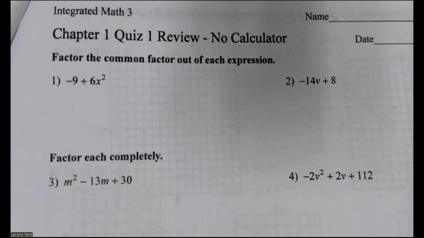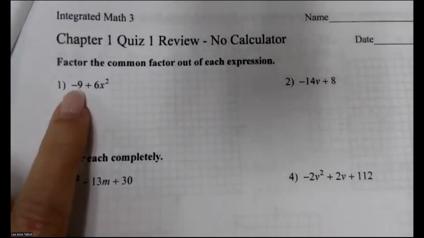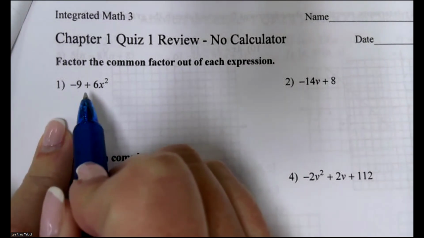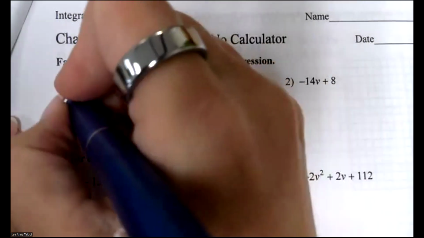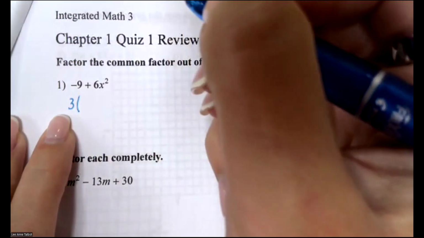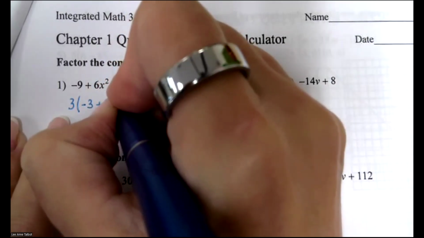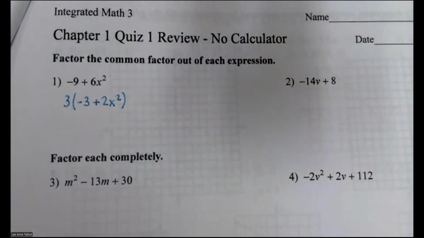Okay, number 1 and 2 say factor the common factor out of each expression. Can you tell in number 1 that they have a 3 in common? GCF of 3. Okay, so you put a 3 on the outside, and then negative 3 plus 2x squared. Final answer. That was all you had to do on that problem. Same thing for number 2. Just find the GCF, factor out the greatest common factor. Are you guys all okay with number 1 and 2?